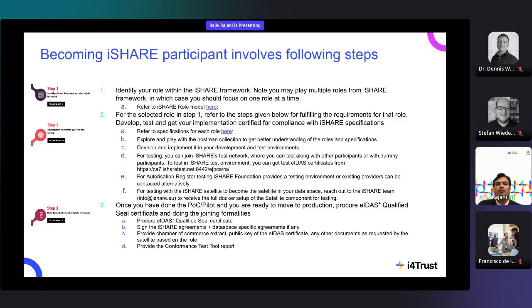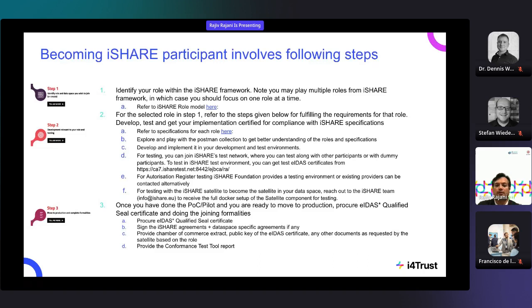In the i4Trust mentoring program, all of you will go through steps one and two. And step three is what you will take when you are ready to move to production. So it can happen during the mentoring program, or it can happen after that.